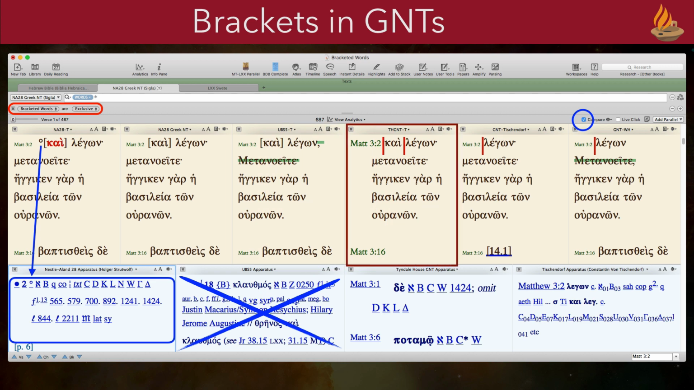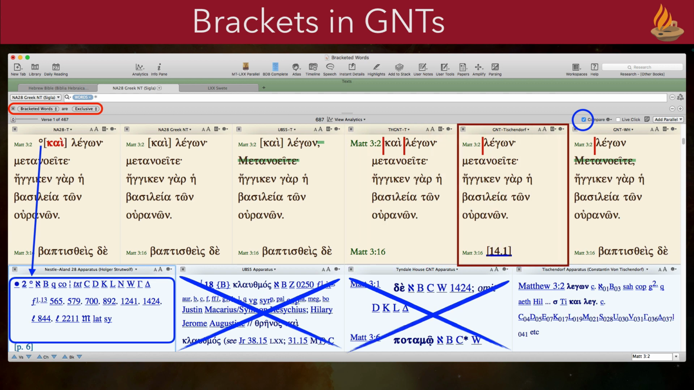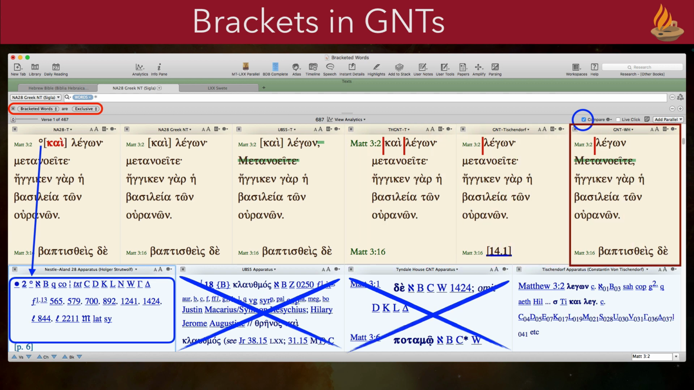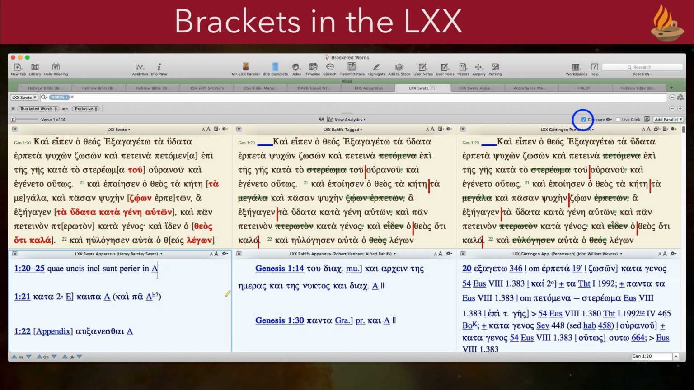The Tyndale House Greek New Testament chose to drop the brackets. Its apparatus doesn't note the variant either. Tischendorf drops the word entirely, as does Westcott-Hort, though Tischendorf's apparatus includes the variant. Once again, each text has some advantages and disadvantages. To use each one to its best effect, we have to become familiar with how it identifies variants and how it uses brackets.